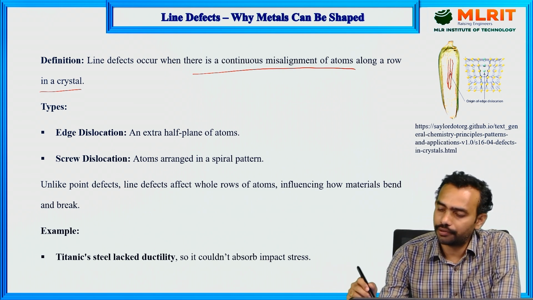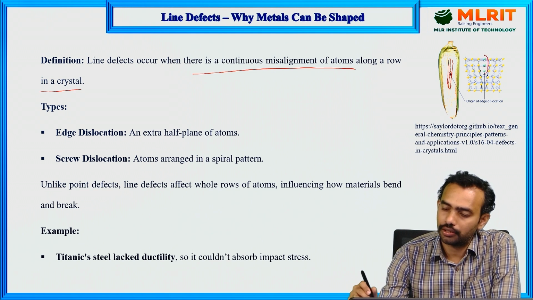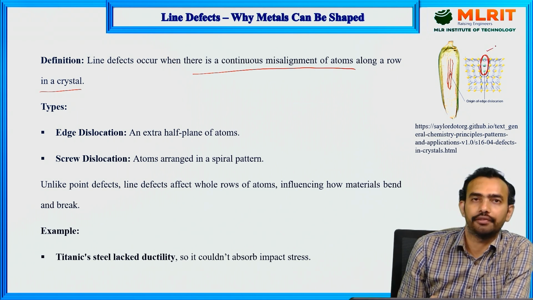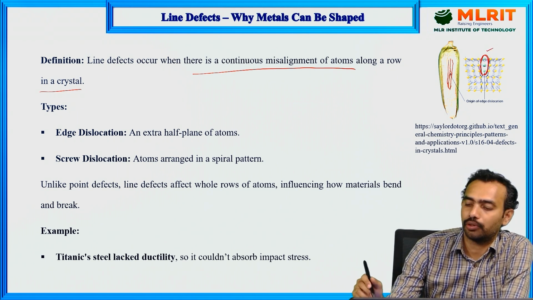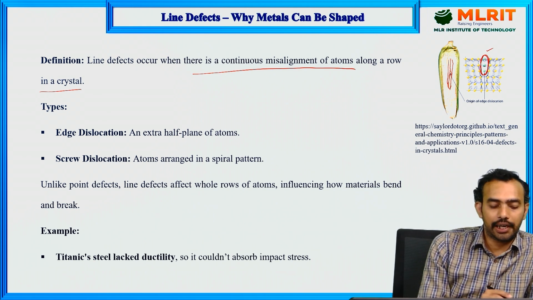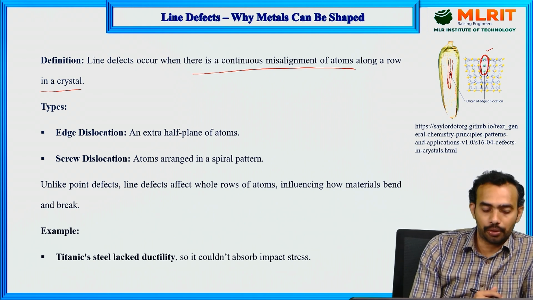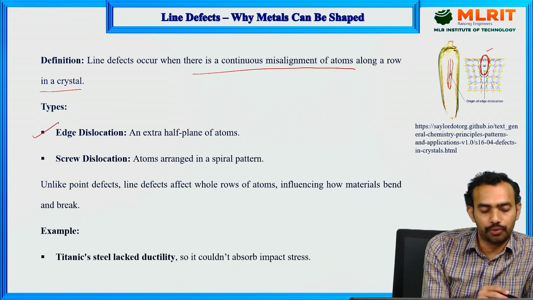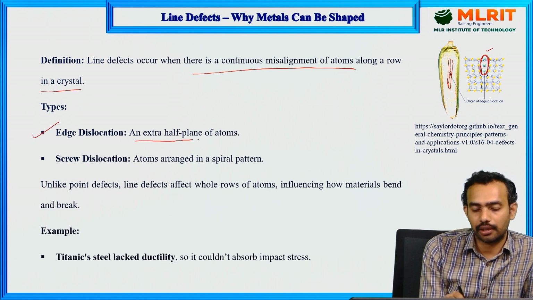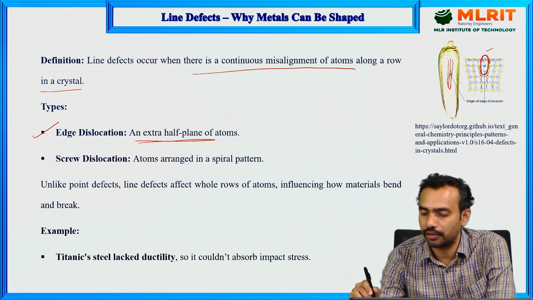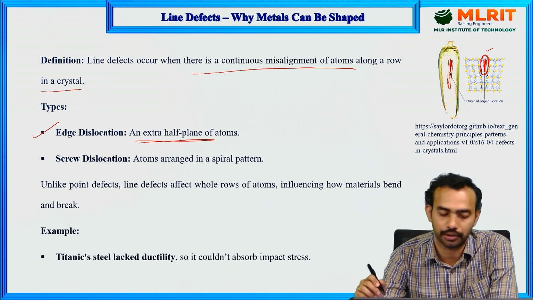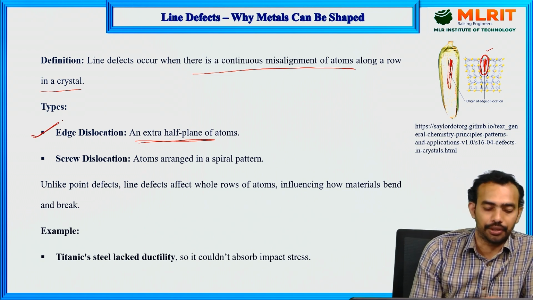As a result, what is it causing? An extra plane of atoms is being considered. An extra plane of atoms is identified in line defects. This extra plane of atoms causes a line defect. These line defects are also called dislocations. They are classified into two types of dislocations. One is the edge dislocation, which causes an extra half plane of atoms. As discussed, this is an extra half plane of atoms. So it is called an edge dislocation.